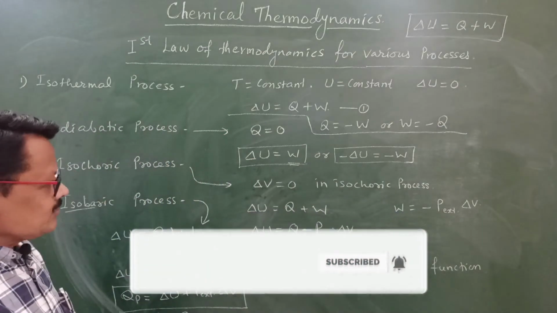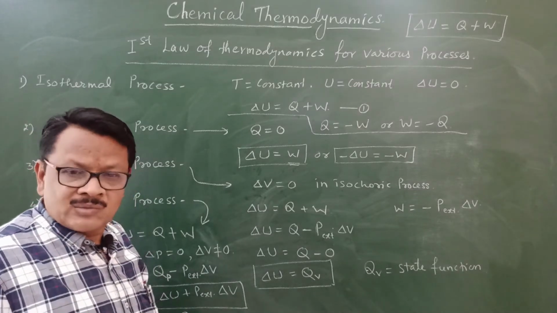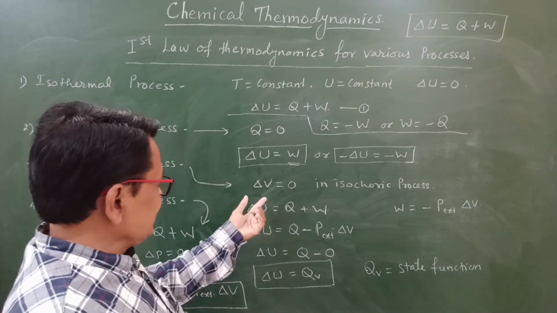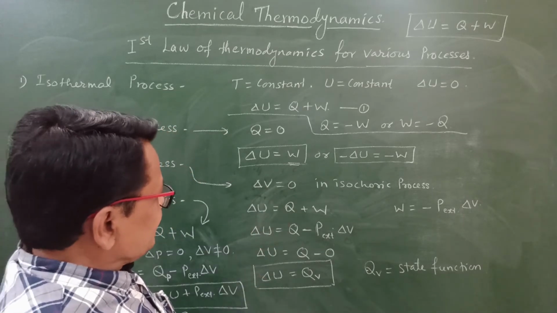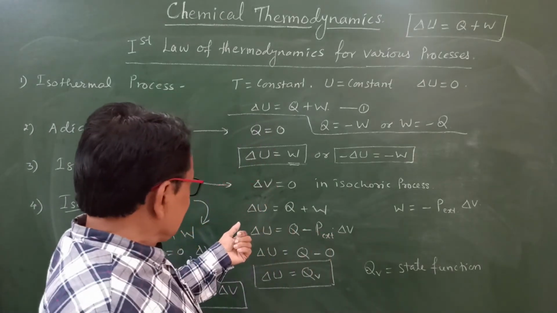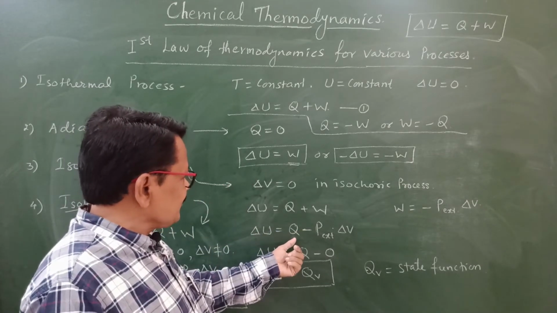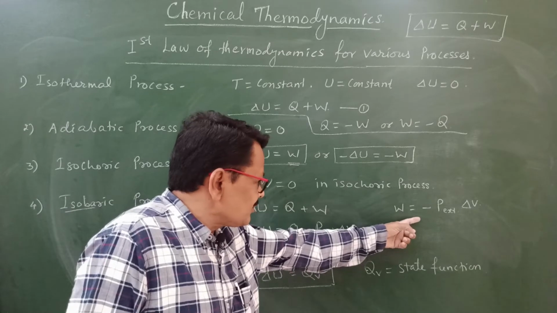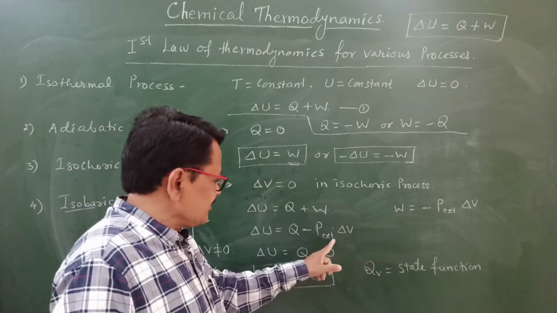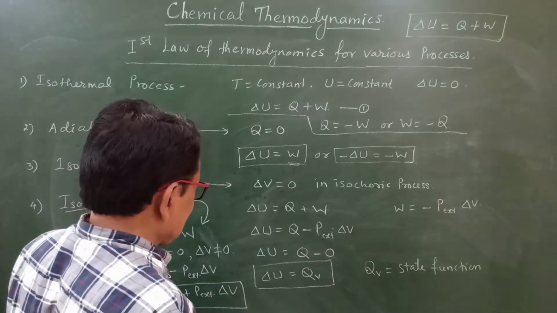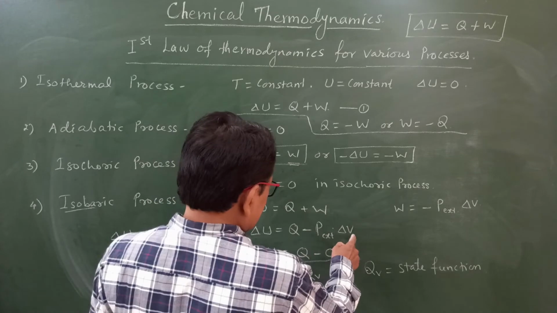What about the isochoric process? In an isochoric process, we know that the volume of the system remains constant and the change in volume delta V is equal to 0. Here delta U is equal to Q plus W. Using the formula for work, instead of W, minus P delta V is kept here, and delta U is equal to Q minus P ext into delta V.